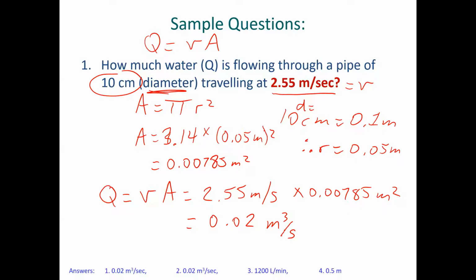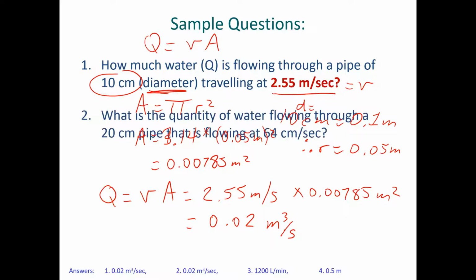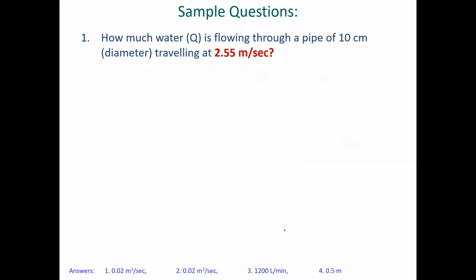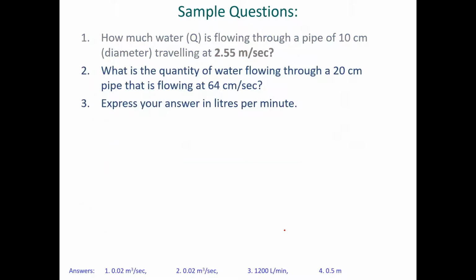So we've got a pipe, and it's a 10 centimeter pipe, and water's flowing at 2.55 meters per second. So here's question 2. I thought I had this on its own. Yeah, I do have some of these on their own slides, so there's space. So question 2, it says quantity of water flowing through a 20 centimeter pipe, flowing at 64 centimeters per second. Okay, so let's work this out.